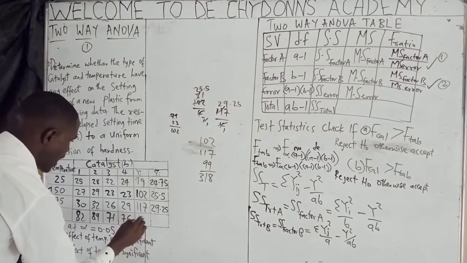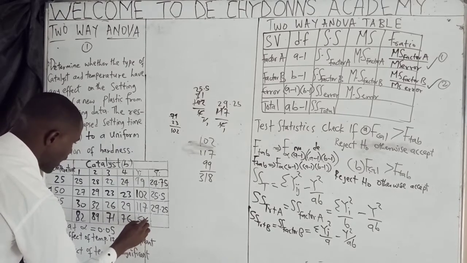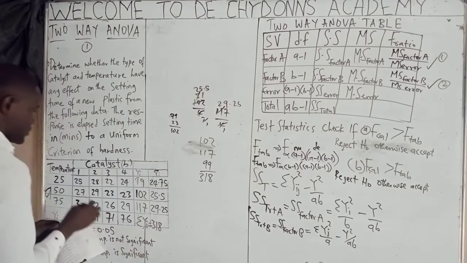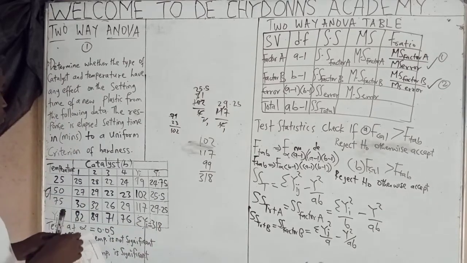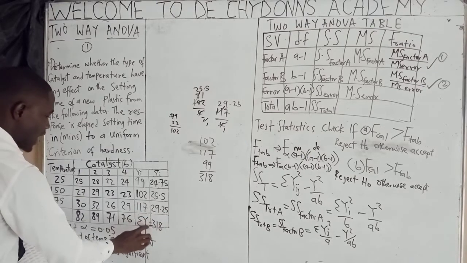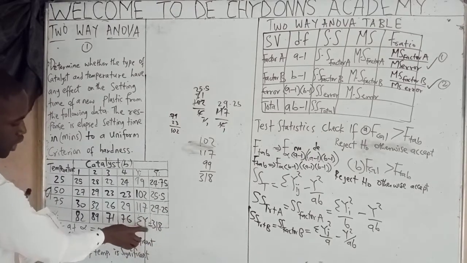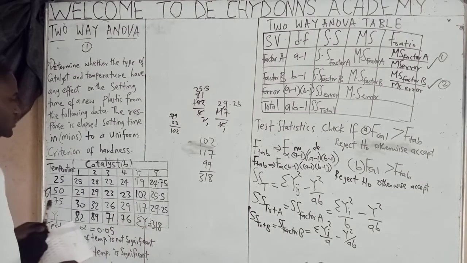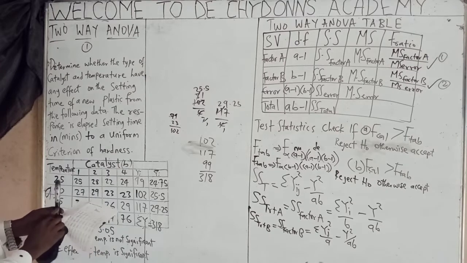You say total y equal to 318. So that is how you say total y equal to 318. You saw how we got 318. You add everything to give you 318.